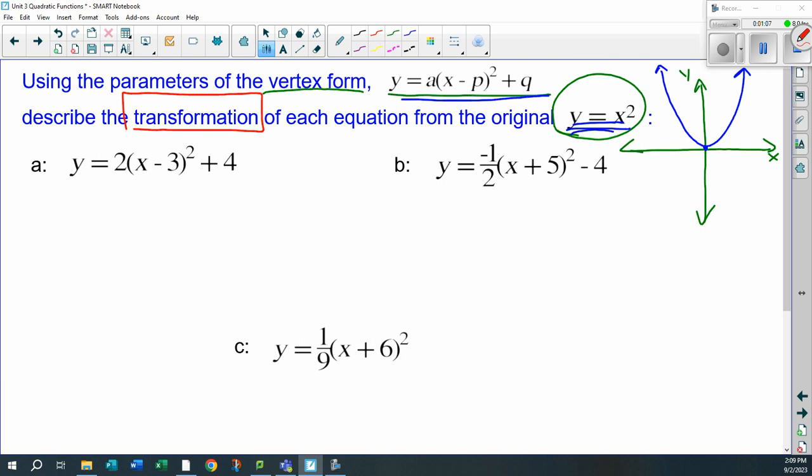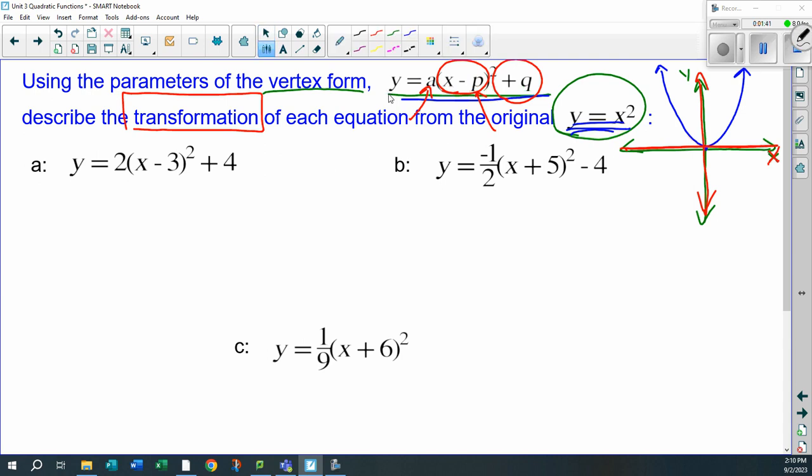Transform means change. So what do the A, P, and Q stand for? The A, you remember, is our stretch value. This is our factor of how much we're going to stretch the original graph. Our P is a horizontal movement. How do you know this is horizontal? Because it's with the x. X goes this way, horizontal movement. The only thing that's left is the Q. And the Q is our vertical movement, here and here. Is that all for the tricks? Not really. I'll give you a few more here.